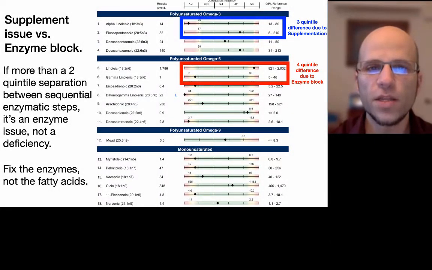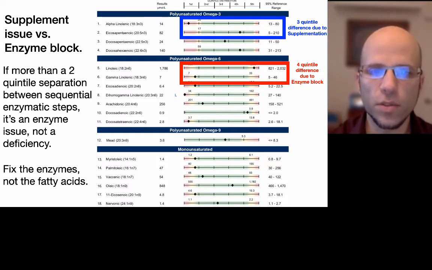So this is an example here of the first page of the ION panel. These first four are the omega-3s. These are then the omega-6s. Then we've got the omega-9s and the monounsaturated. And you'd think that these would all go in the same order, but they don't.